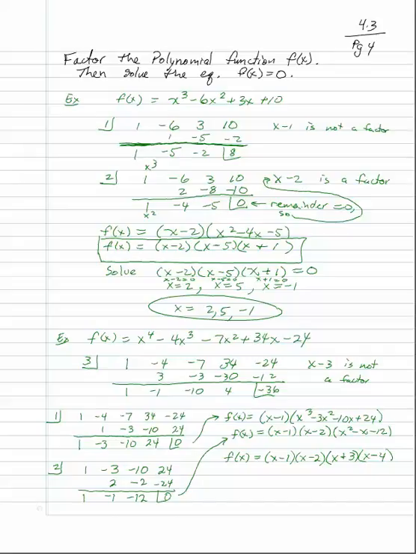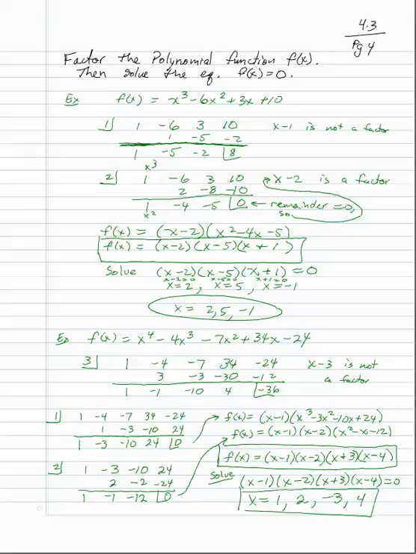Now we're going to set this equal to 0. So this is part 1. It's factored. Now we're going to set it equal to 0 and solve. And remember the shortcut, you're just going to change the sign. So x equals 1, positive 2, negative 3, positive 4. And we're done. Okay. So that concludes the lesson for 4.3.